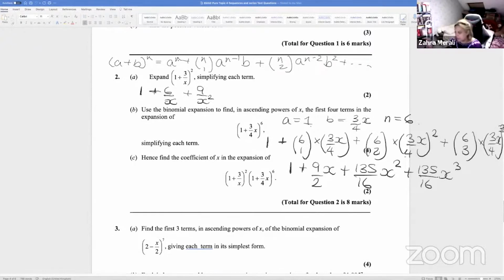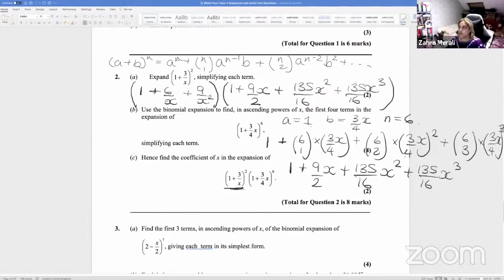Then it says, hence find the coefficient of x in this expansion. Don't open out the whole thing. So what we're doing, I'm going to write up here, so we're taking this, which is this, and multiplying it by all of this: 9/2x, just put that 2 properly, plus 135/16 x squared, x cubed.